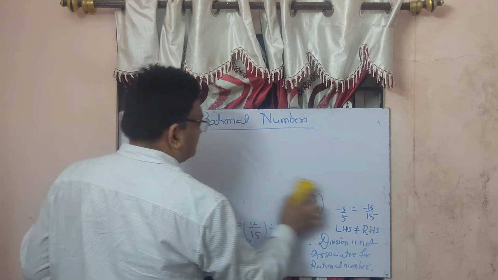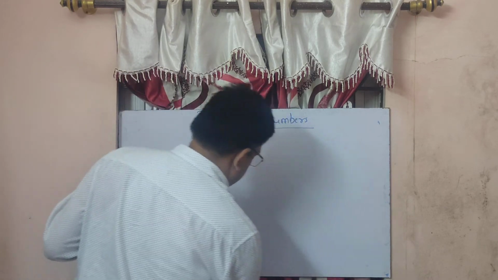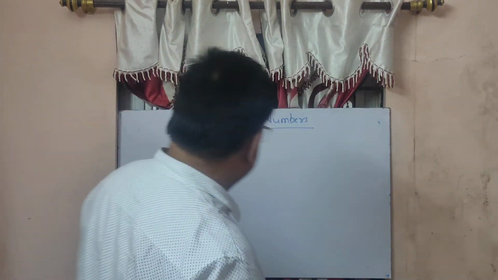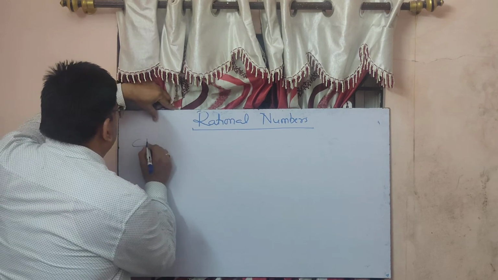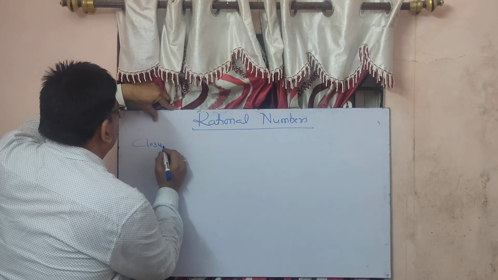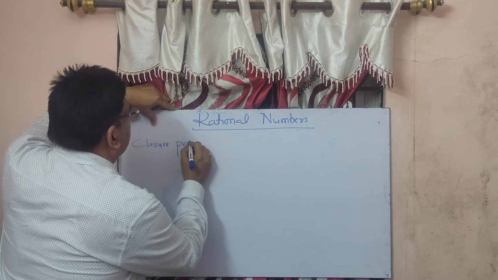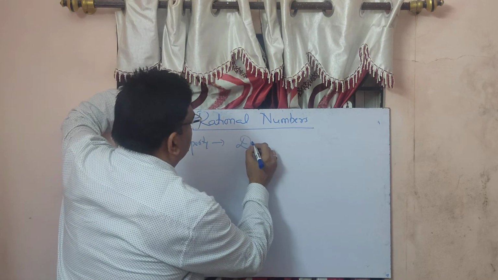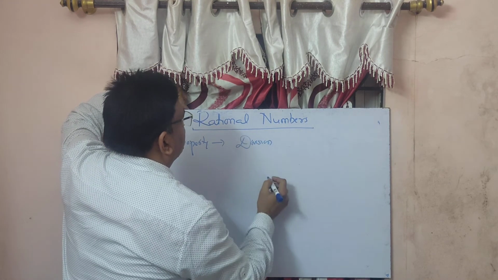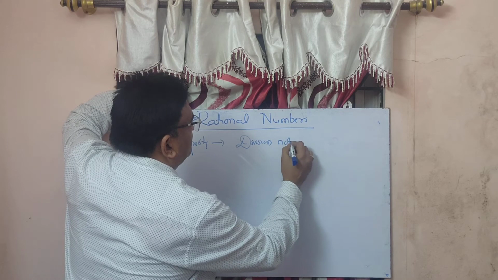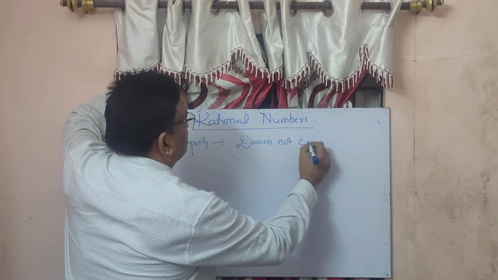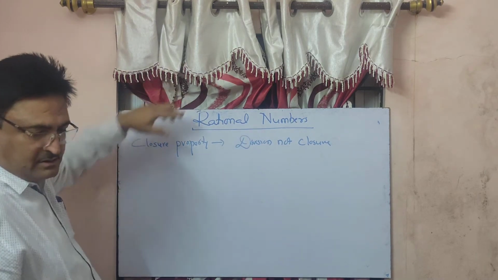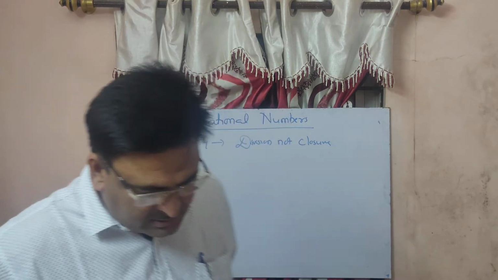So in general, you must remember the main 4 points. First of all, closure property, division is not closure.